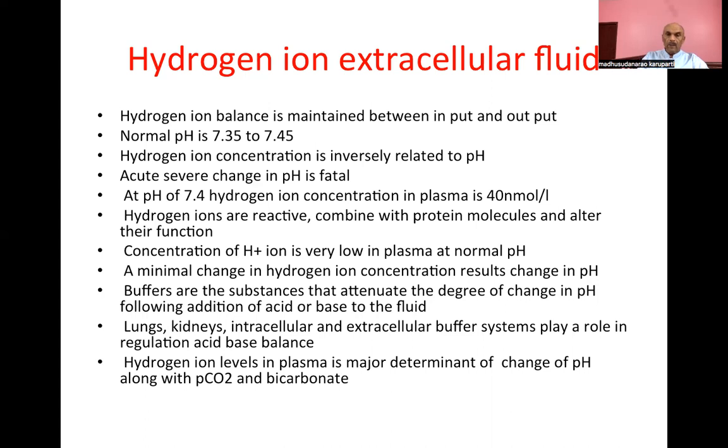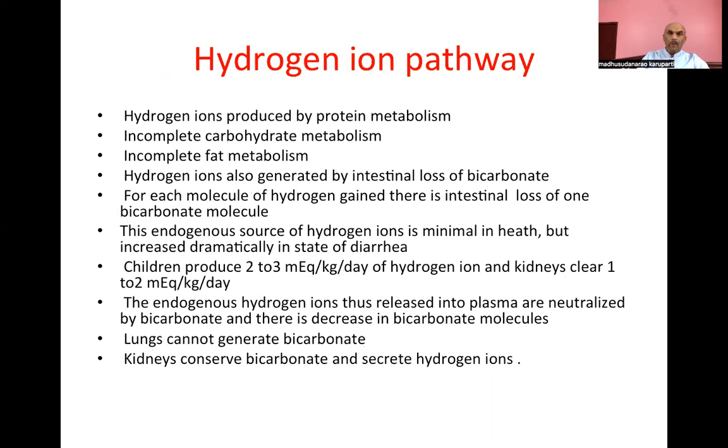Well, hydrogen ion level in plasma is a major determinant of pH along with PCO2 and bicarbonate. Then, a brief note on the hydrogen ion pathway. Hydrogen ions are regularly produced in the body due to metabolic activity. It is protein metabolism that results in excess production of hydrogen ions into the extracellular compartment.